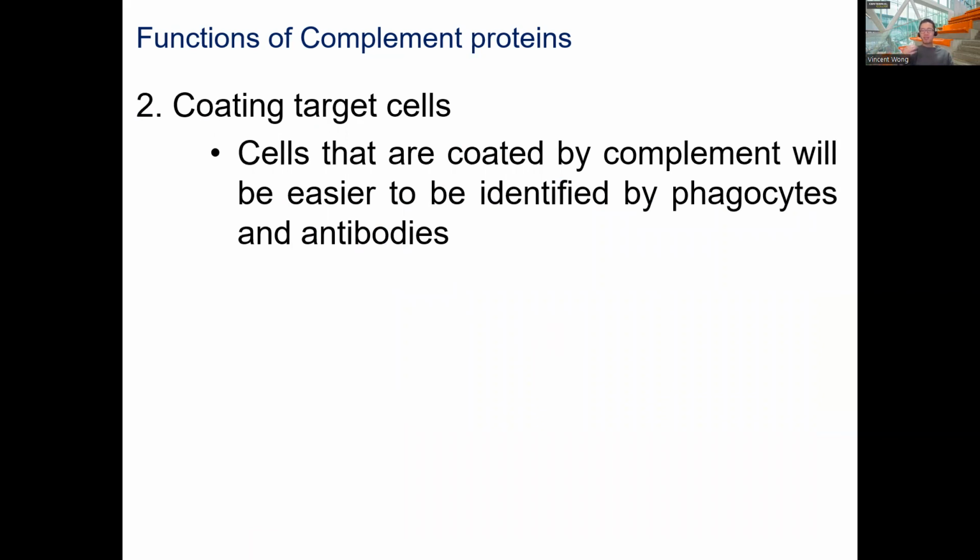Number 2, coating the target cells. Sometimes it's a little bit hard for the phagocytes and the antibodies to find out where the pathogens are. Back to the analogy: I am this new white cell coming out of the bone marrow. I follow the chemical trail. I exit the blood vessels, and now I'm in the tissue. So many cells in front of me. How do I know which one is the bacteria? Sure, I can check them one by one to see which one has the PAMs, but that's time consuming, right? And so the complement protein is going to highlight it for you. It's going to coat these pathogens, and it makes it easier for your phagocytes to identify them.